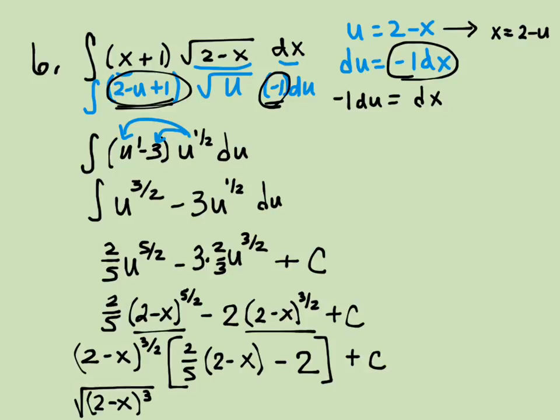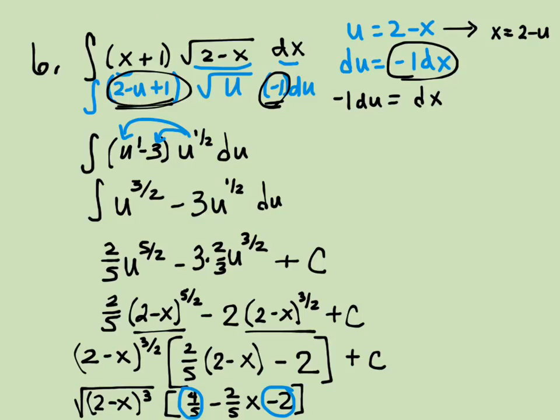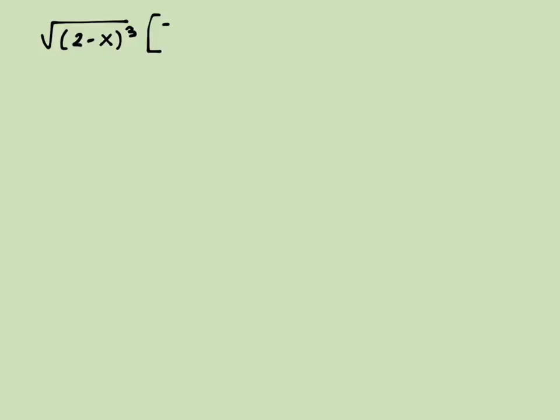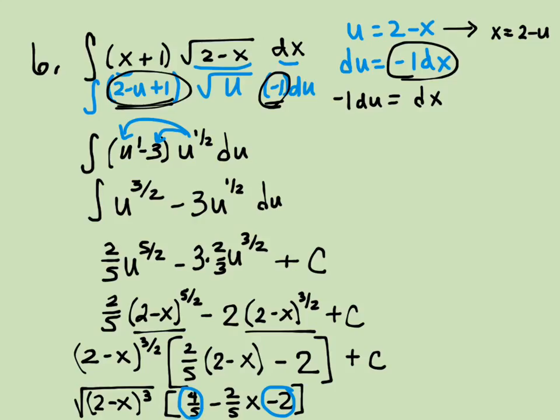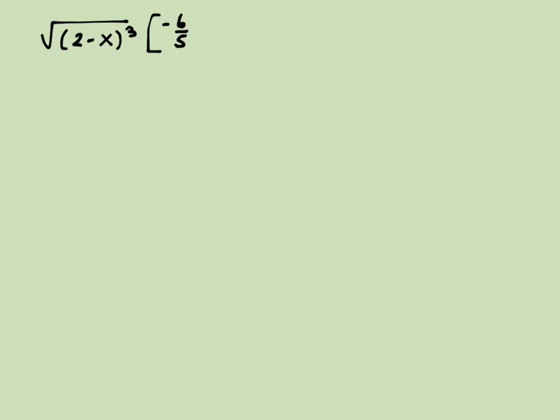Over here on the other portion, we're going to distribute and clean up. So 2/5 times 2 would be 4/5 minus 2/5 x, and then minus 2. So we will add the negative 2 and the 4/5 together. All right, so what do you get when you have 4/5 minus 2? Very good, negative 6/5. And then what else did we have? Minus 2/5 x.